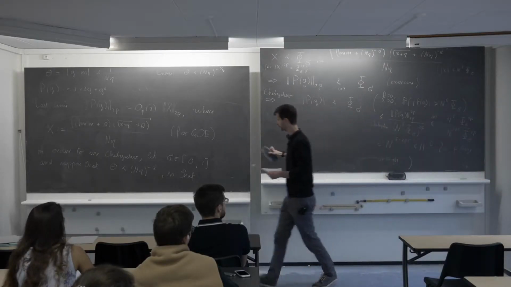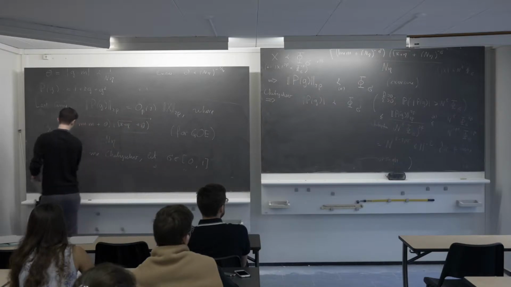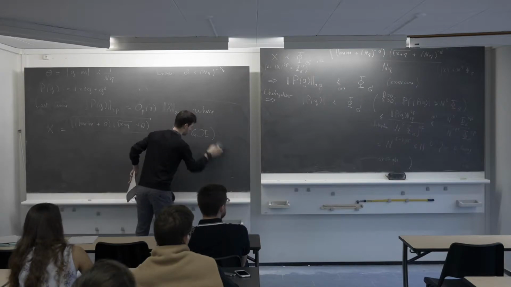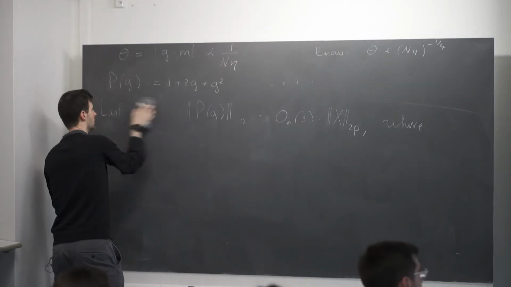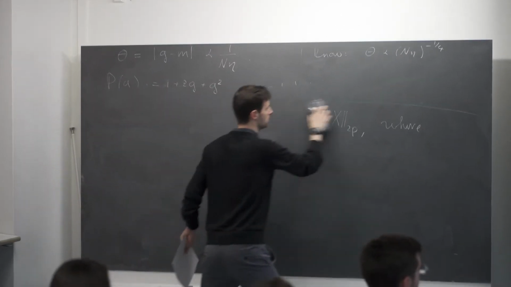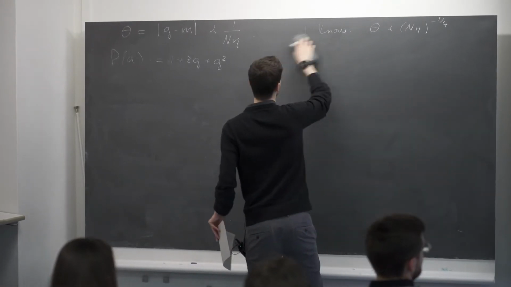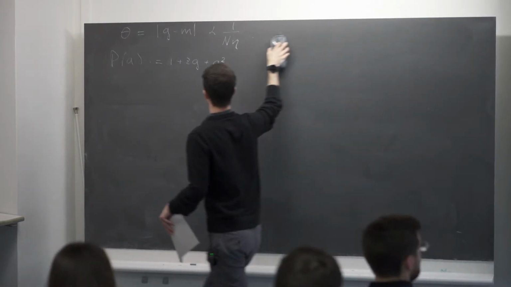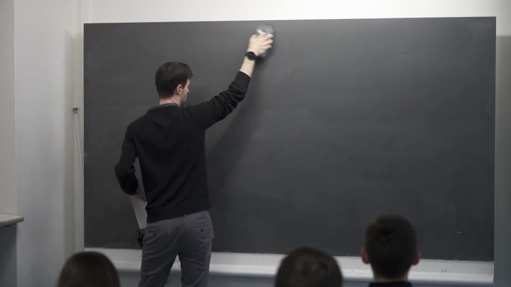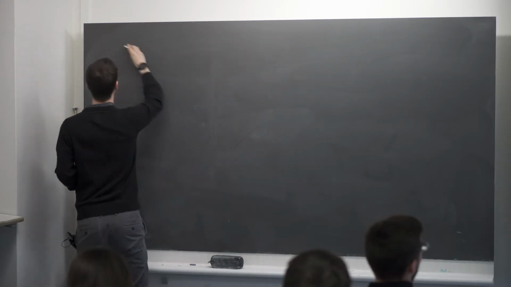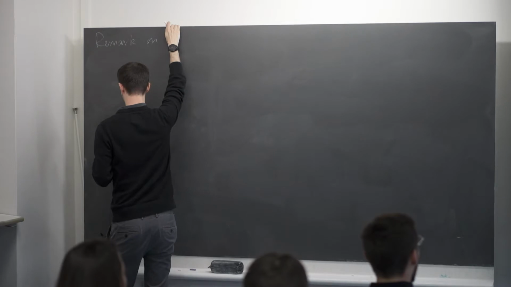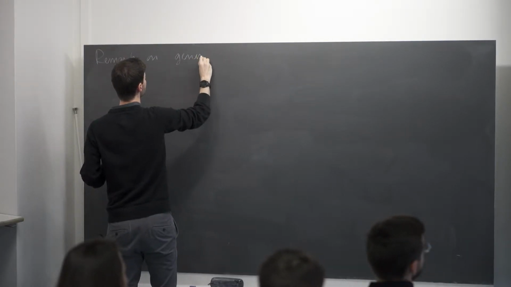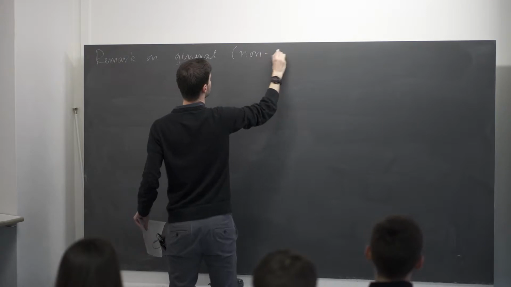Now, telling you how to use this estimate to conclude the proof of the theorem we are trying to prove is a relatively simple matter. I would like to go back to this assumption of GOE and make a remark about more general Wigner matrices. Basically, this is a remark on general non-Gaussian matrices.